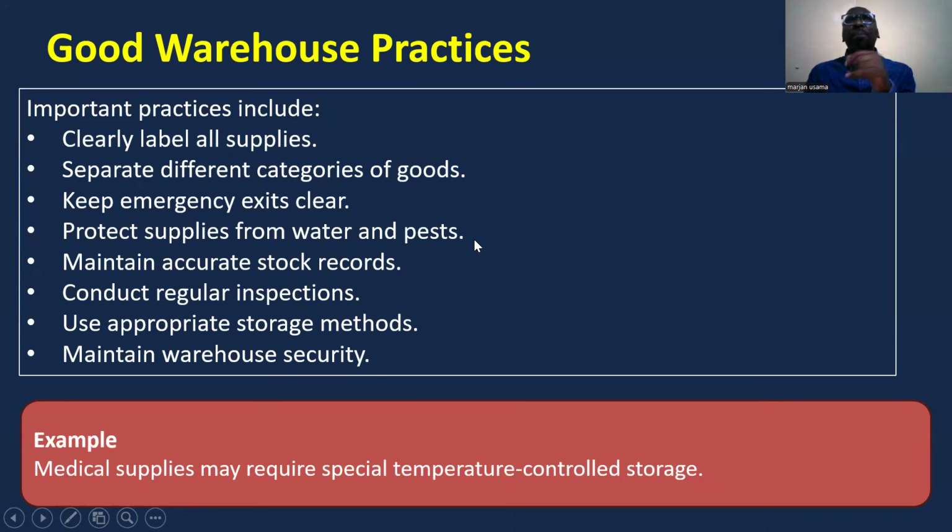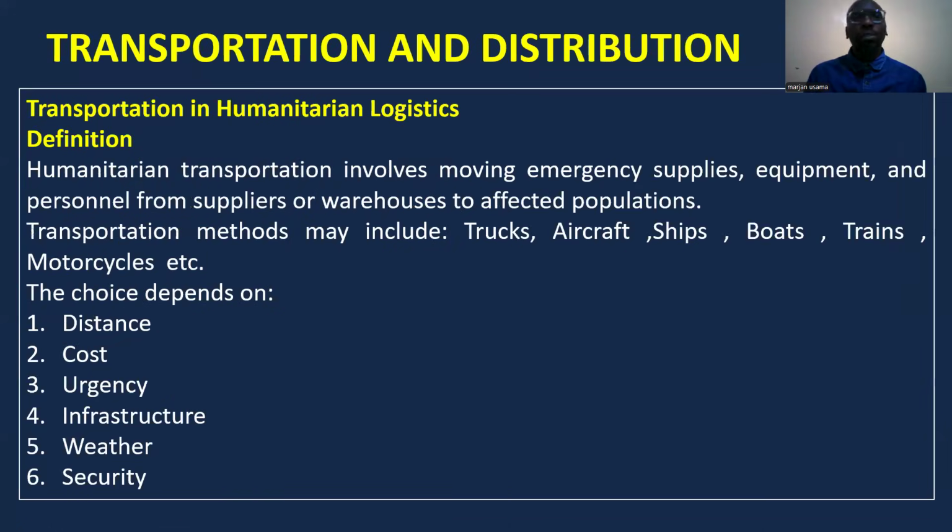And we can be using some pesticides. You can be spraying it all over the warehouse. Maintain accurate stock records. Conduct regular inspections. Use appropriate storage methods. Then lastly, maintain warehouse security. Also, always have CCTV cameras installed in your warehouse.